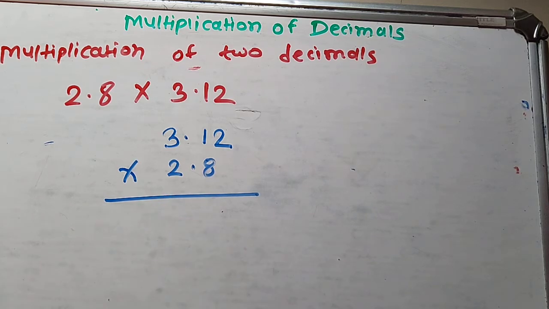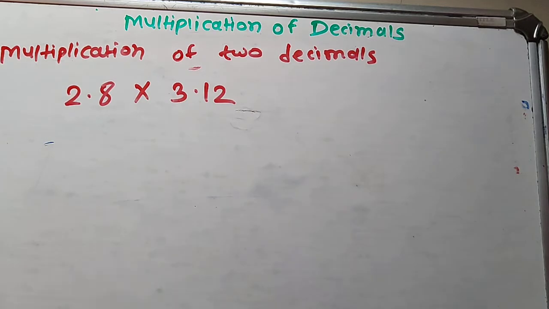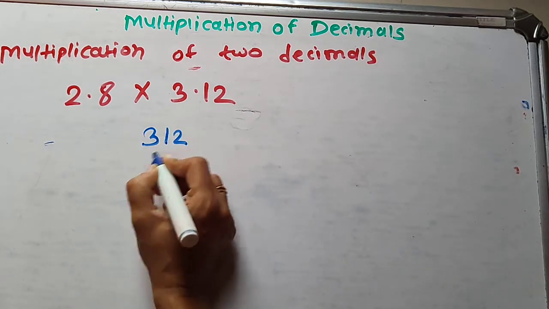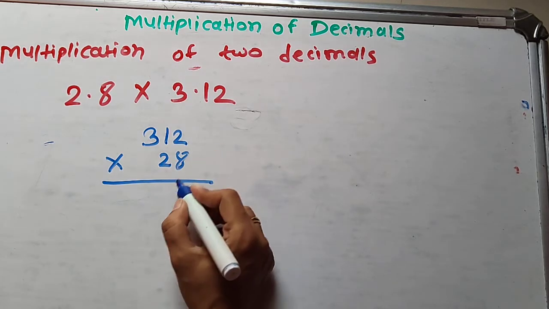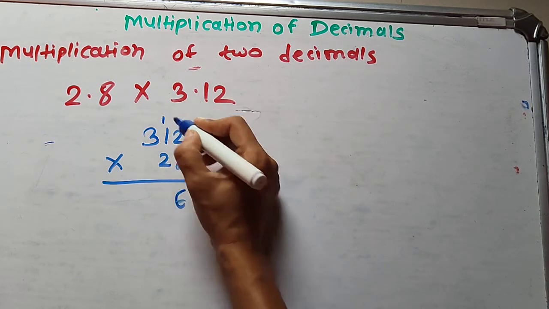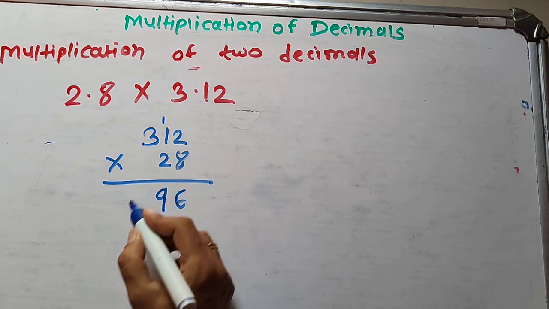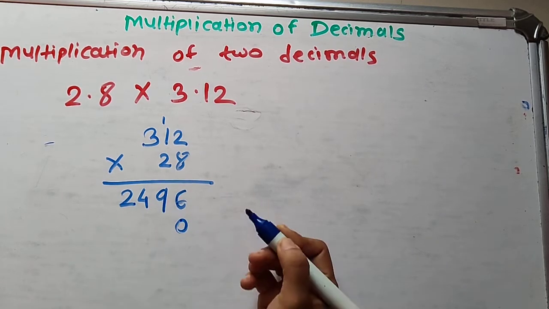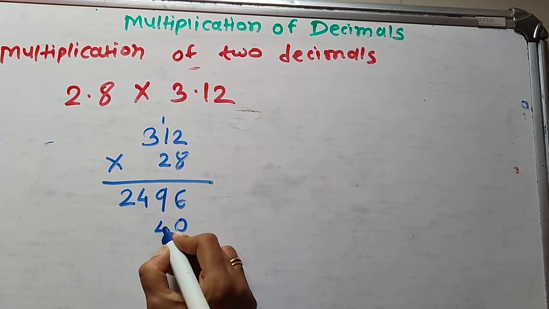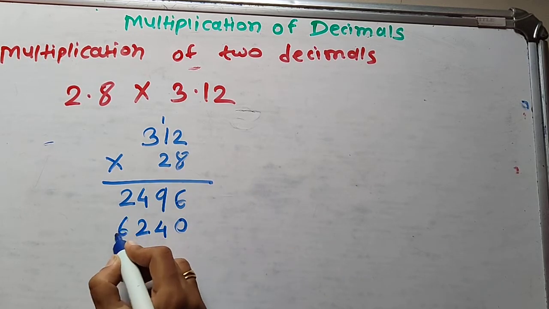Okay. Now first step, you have to ignore the decimal point. So simply you have to write 312 multiplied by 28. Now solve this. 8 twos are 16, 1 carry. 8 ones are 8 plus 1, 9. 8 threes are 24. Now next number is 2, so you have to put one more 0. 2 twos are 4, 2 ones are 2 and 2 threes are 6.